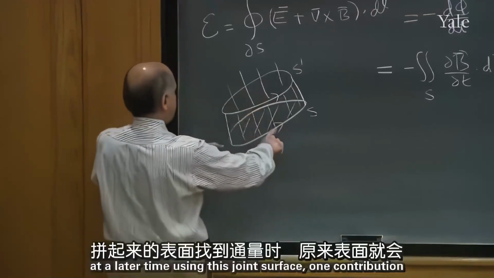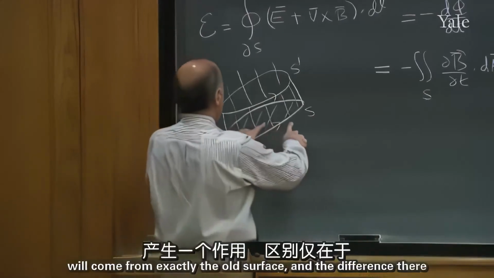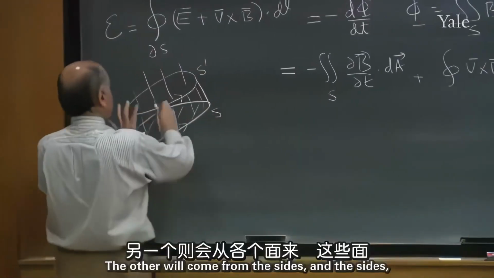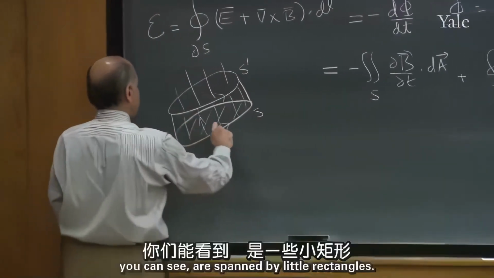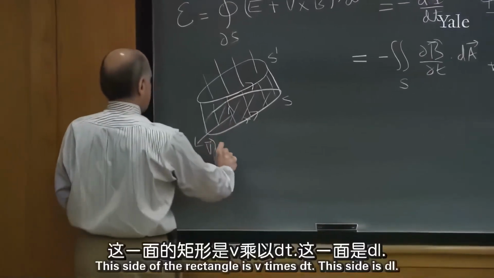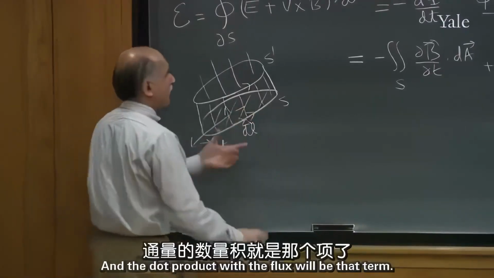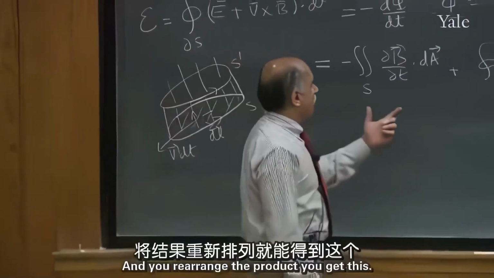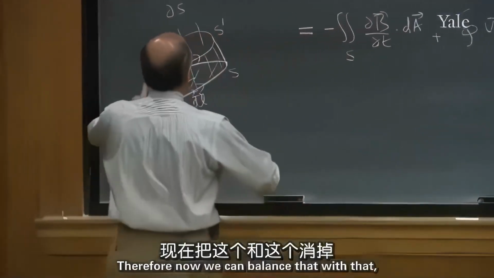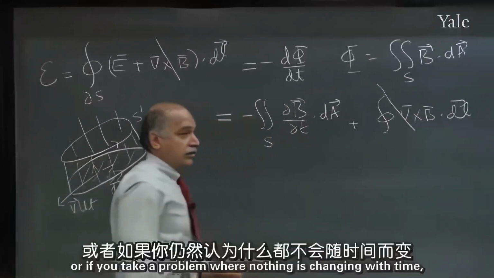The advantage of doing it is that when you find the flux at a later time using this joint surface, one contribution will come from exactly the old surface, and the difference there is only because of explicit time dependence. Other will come from the sides, and the sides, you can see, are spanned by little rectangles. This side of the rectangle is V times dt, this side is dl, and the dot product with the field will be that term. When you rearrange the product, you get this. Therefore, now we can balance that with that.